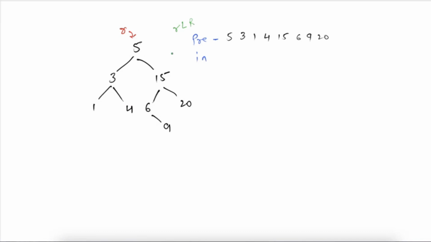In-order is left root right. So it's going to be 1, 3, 4, 5. Would it be 15 or would it be, no, it'd be 6, 9, 15, and 20. What is the post-order?